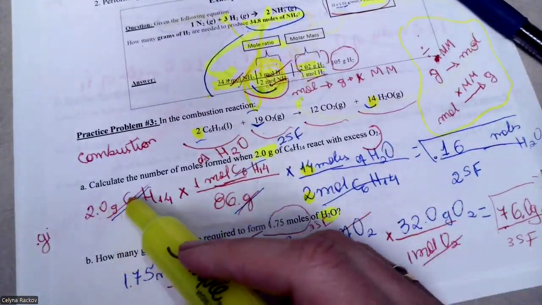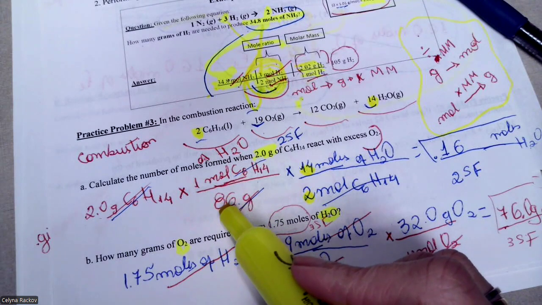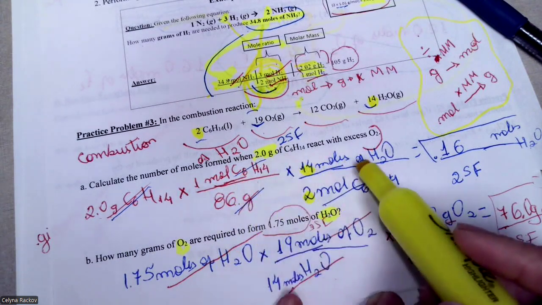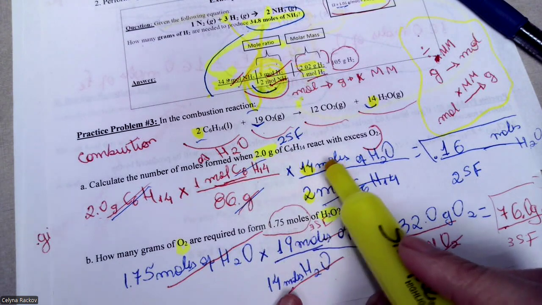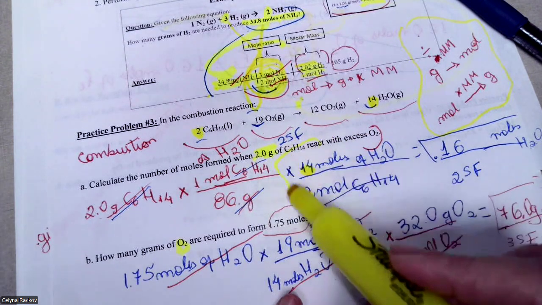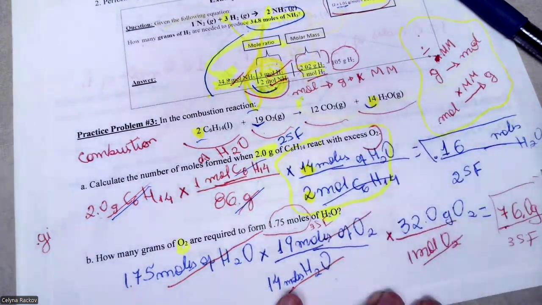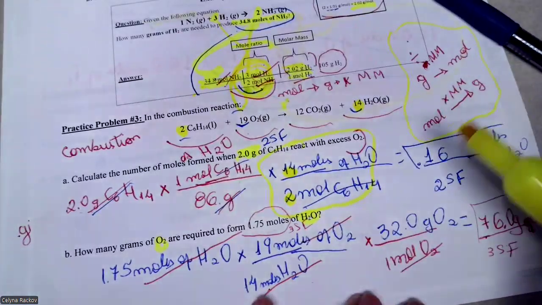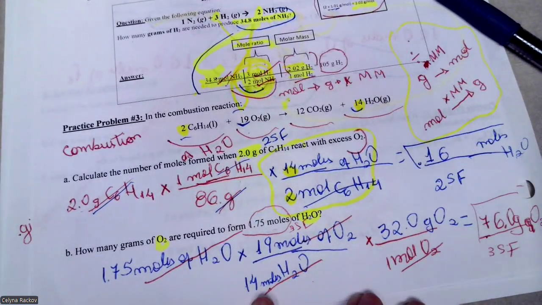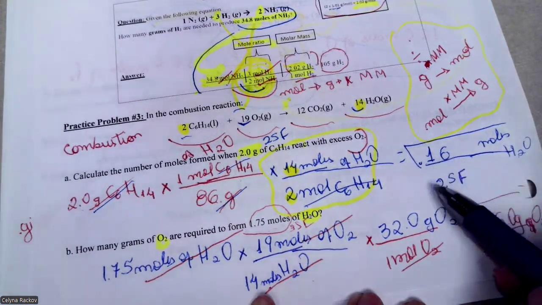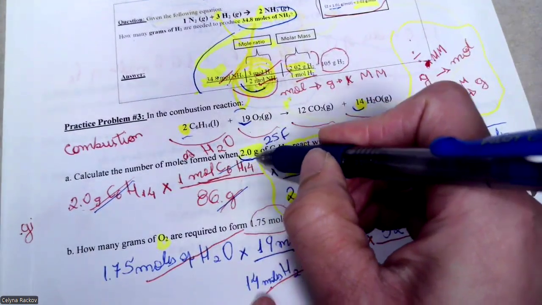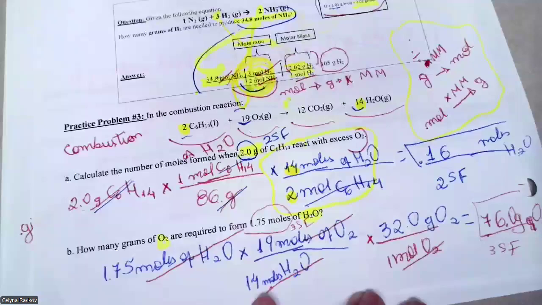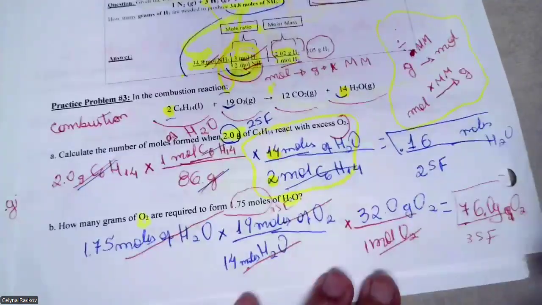So 2 divided by 86, right? To find the moles of hexane, and use the mole ratio to go from moles of hexane to moles of water. We're going to multiply by the mole ratio. It should be 0.16 moles of water. Why should the answer have 2 significant figures? Because the only data that you have in the question has only 2 significant figures.